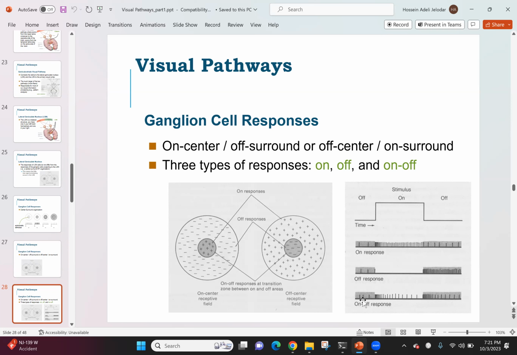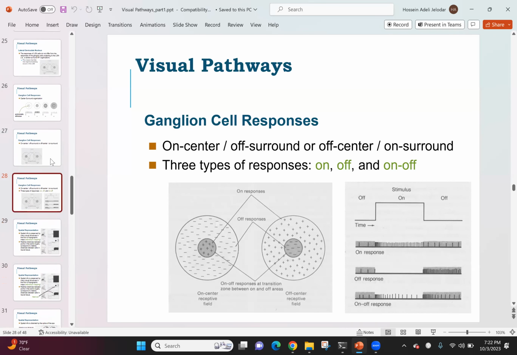So when there is no light, the light comes on, the cell becomes active, but when the light stays on, the cell kind of starts going down again. When the light goes off, here, the cell becomes active again. So in a way, it's responding to the change in the light. So these cells are called on-off. So you could have on-center, off-center, or on-off, a cell that really responds to the change in light.